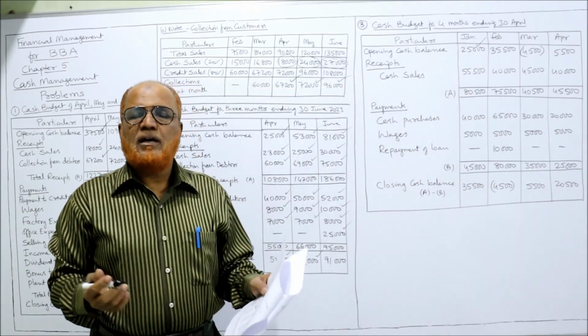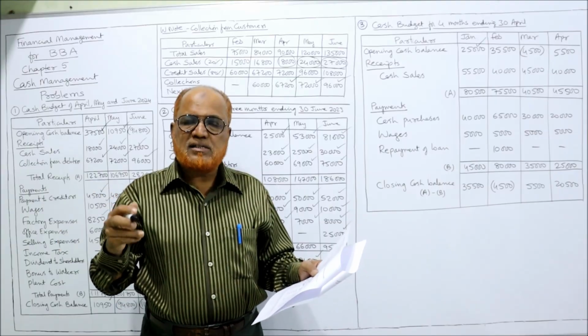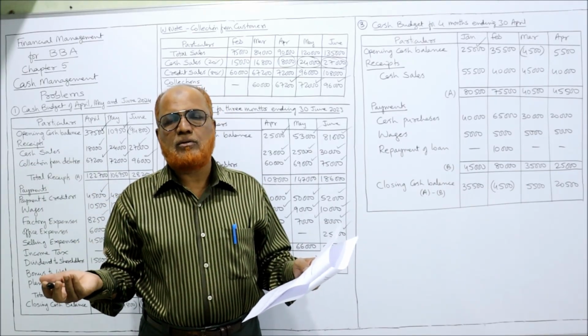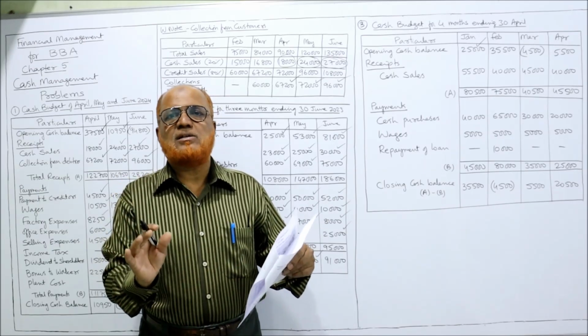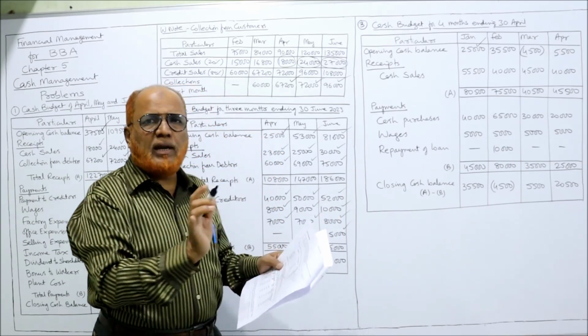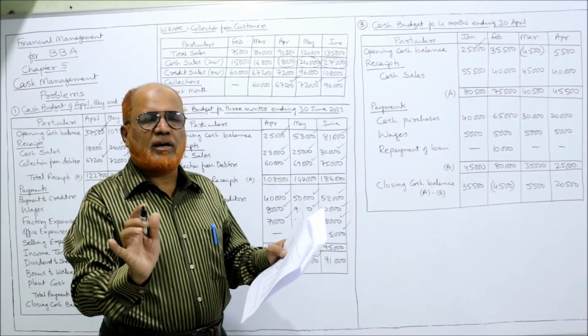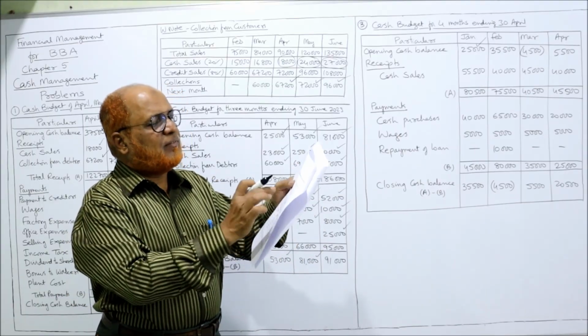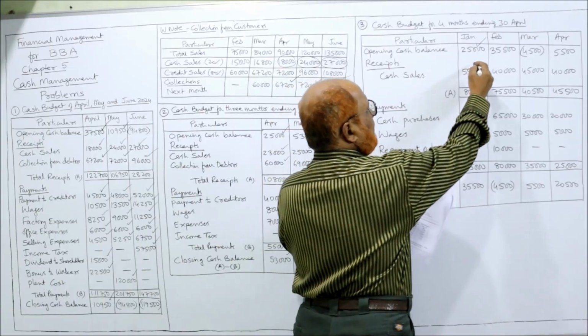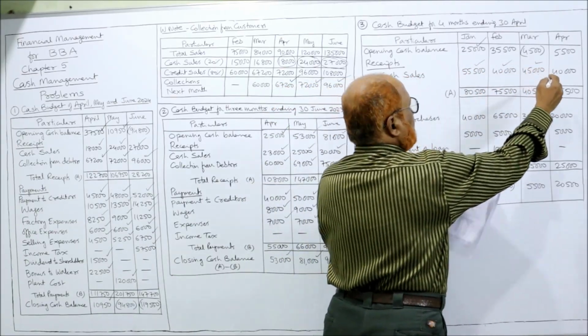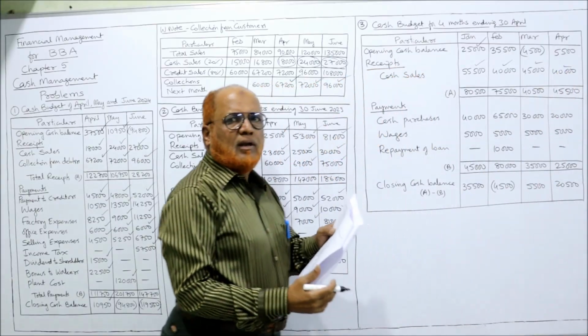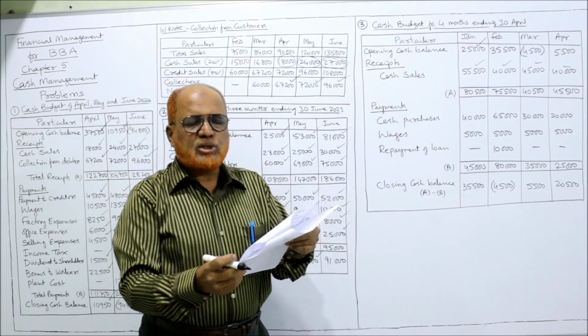Regarding sales, it is not given whether it is cash sales or credit sales. No information given. So we assume all the sales are cash sales only. So we are having only cash sales, we don't have collection from debtors. How much are the sales? 55,500 given in the problem, 40,000, 45,000 and 40,000. That's all.